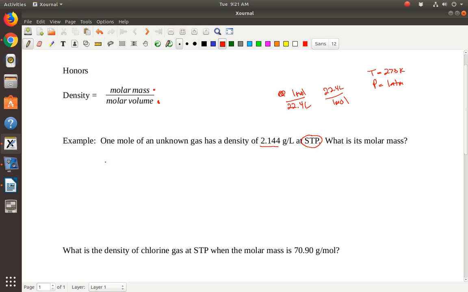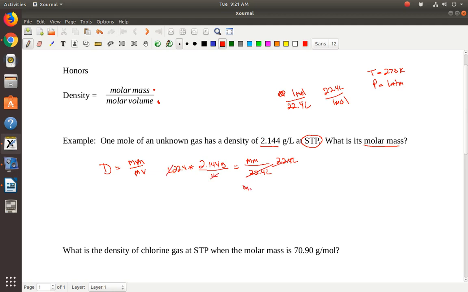So let's work this one out. Density equals the molar mass over the molar volume. So what we have here is density, 2.144 grams per 1 liter, equals the molar mass over the molar volume. Well, the molar volume I know, 22.4 liters. So I just have to solve for the molar mass, which is the question. So multiply both sides by 22.4 liters. Okay, notice the liters cancel on this side.